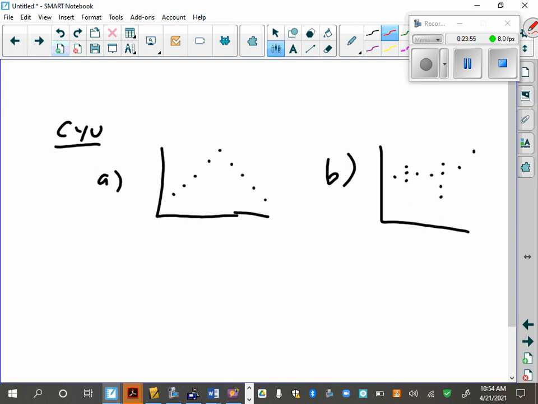Okay, yes or no for this one, everyone? Yes, it's a function. You can only hit the graph one time with a vertical line. And what about this one? No. I can draw a line and hit 4 points there, so it is not a function.